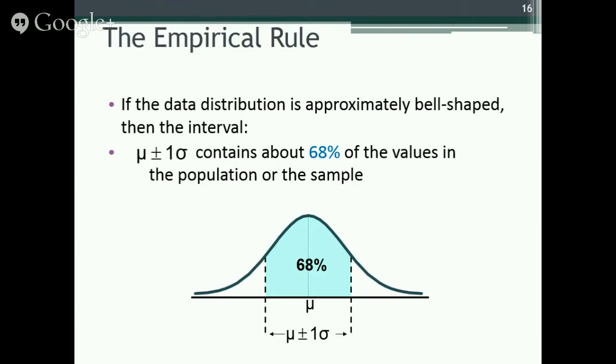This is important, again, to reiterate because of the empirical rule. And this empirical rule is essentially what I just said, right? If the data distribution is approximately bell-shaped, then the interval of the average, or mu, the mean, plus or minus 1 standard deviation contains about 68% of the values in the population. So when we talked about the cell phone bill as $42, and we said that the standard deviation was 7, or $7 because it's the same units, then what we're really saying is that plus or minus a standard deviation of 7 contains about 68% of the values of the population.